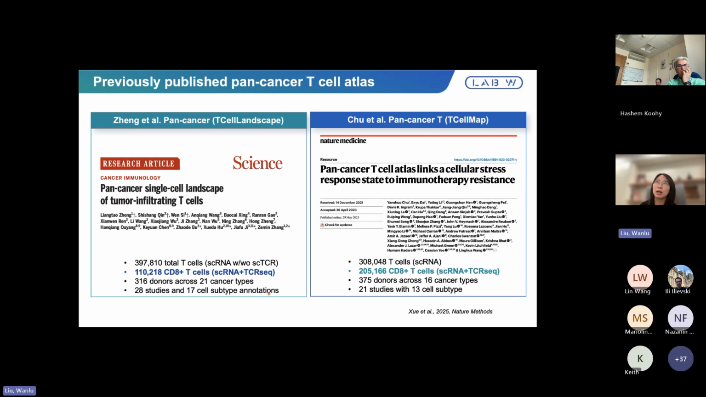While analyzing those exhausted T cells in our collection, we realized that there are several previously published pan-cancer T cell atlases. As I mentioned before, our collection is pan-disease, so it is not only focused on cancer. One of these two papers, published in Science, which we name T cell landscape, collected from 21 cancer types, and among more than 300,000 T cells they collected, there are about 100,000 CD8 T cells with both transcriptome and TCR-seq. Another study, published in Nature Medicine, also collected single cell T cell data from more than 16 cancer types, and among those 300,000 T cells they collected, about 200,000 CD8 T cells have transcriptome and TCR-seq.